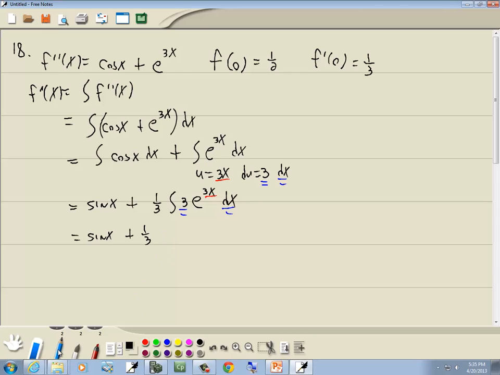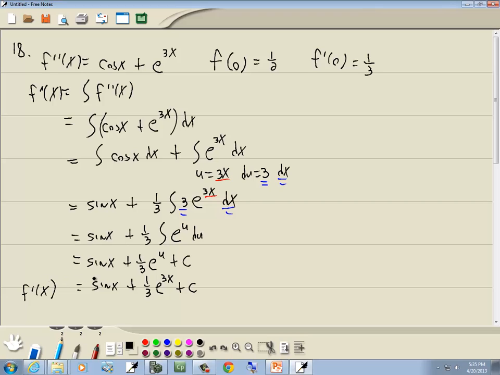Let's try it again. This will become e to the u du. So that's going to equal sine x plus 1/3 e to the u. The integral of e to the u is e to the u plus c. And then that gives us sine x plus 1/3 e, and u we said was 3x. So we got e to the 3x plus c. And that's our first derivative.